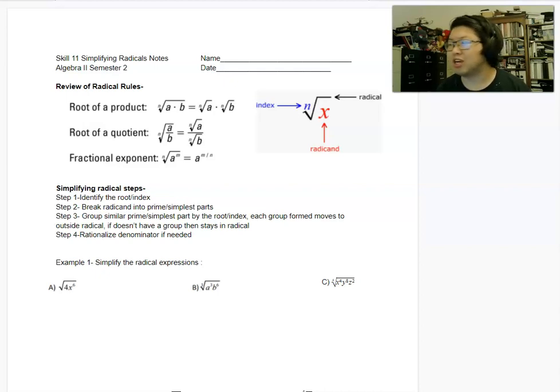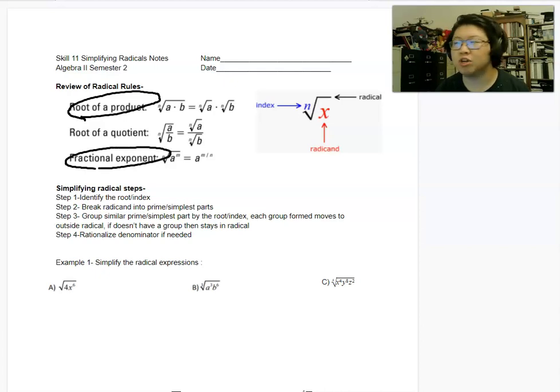But what we're going to talk about today, the types of problems, are root of a product, specifically this rule here. We're also going to talk about this fractional exponent idea. We're not going to really focus on this root of a quotient idea too much. That is not super intuitive on Delta Math, so we decided to leave that out. But these two are definitely more important, and I'm going to choose to focus on those today.